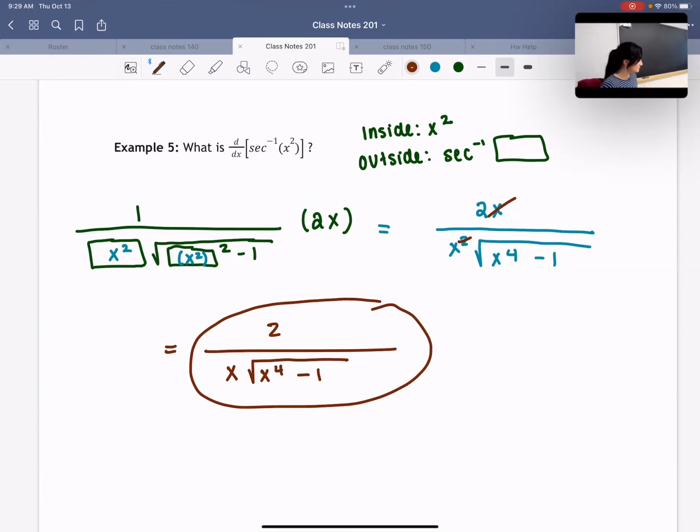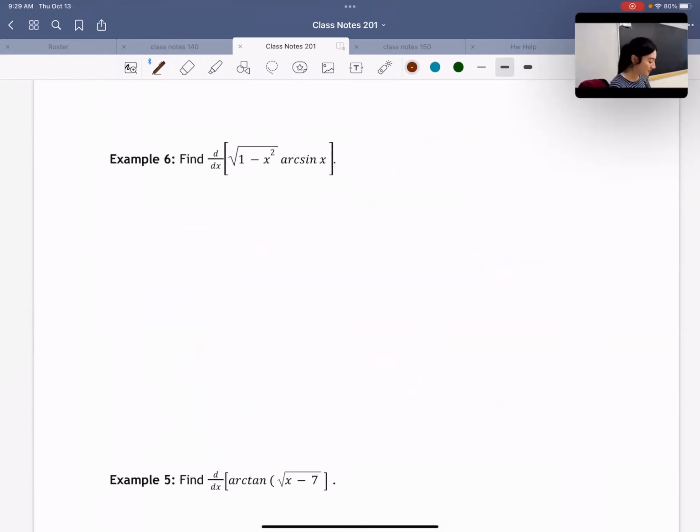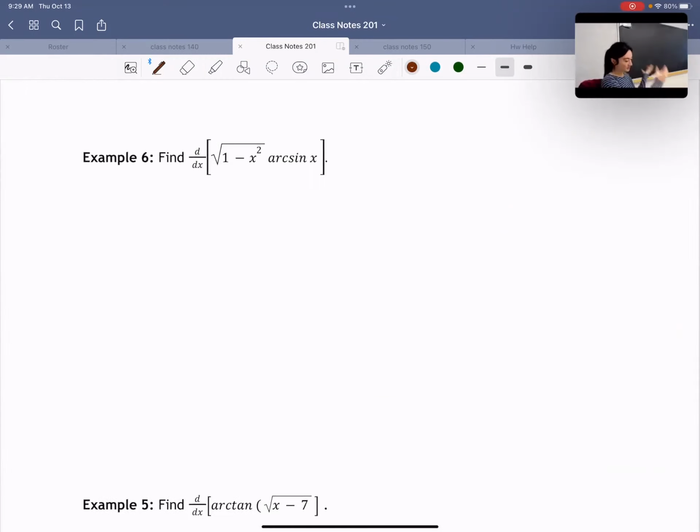And this one's a little bit crazy. I'm not really sure why I put this on here, but let's do this. Over here, we have the square root of 1 minus x squared times arc sine of x. What's the big rule that we're going to be using for this? Product rule, because we have a product of things, right? So this is going to be product rule.